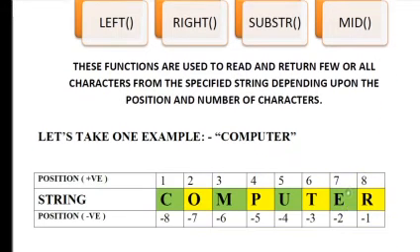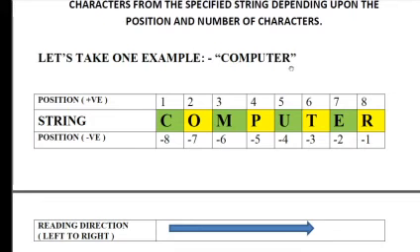For example, if the data is computer, internally it is stored like this, and it is very important to understand the data storage technique. In MySQL, all letters are stored separately. For example, the letter C is stored separately and O is stored at a different location, and you can access it with the help of positive or negative positioning.